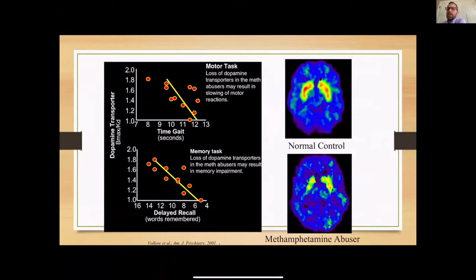Here's some additional PET scans. The top one here is a normal control. The individual below is someone who's been using methamphetamines. You can see the clear change in the red that's in normal, that's reduced and or absent in the methamphetamine user. That loss of dopamine transporters is really important. It results in a reduction in motor task ability and memory tasks. So you can see in the bottom graph the loss of dopamine and how it causes memory impairment.